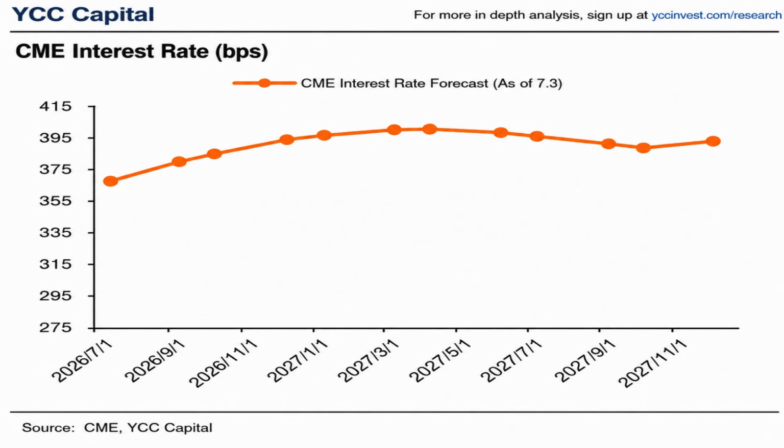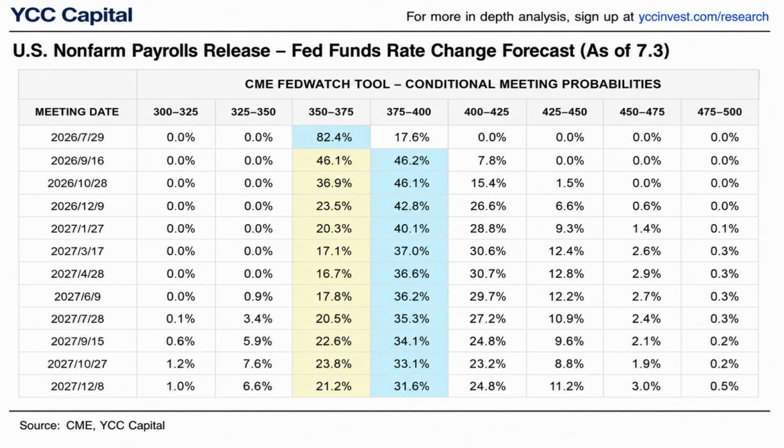Unless incoming labor data deteriorate meaningfully, the Federal Reserve can afford to proceed cautiously rather than rushing into large interest rate cuts. For investors, this means future market volatility may be driven less by recession fears and more by the precise timing of incremental policy adjustments. The next chart translates the market's interest rate expectations into meeting by meeting probabilities.